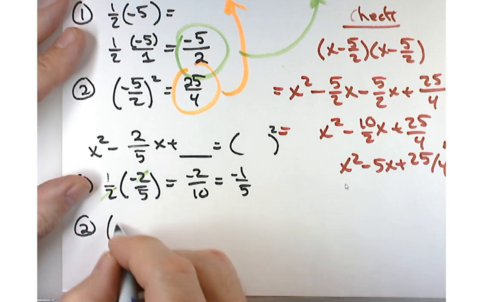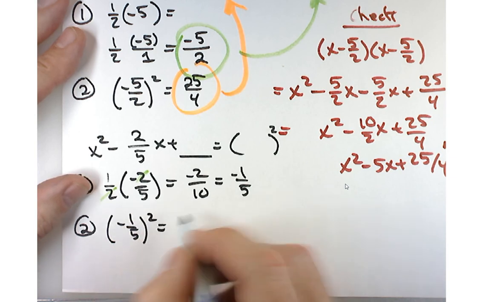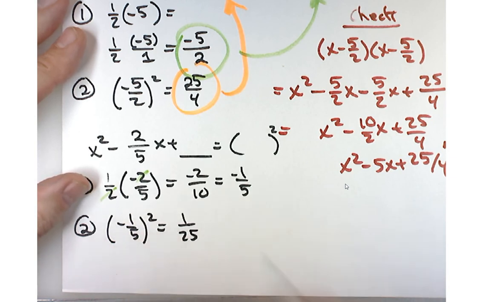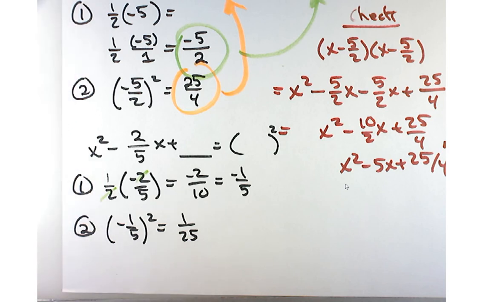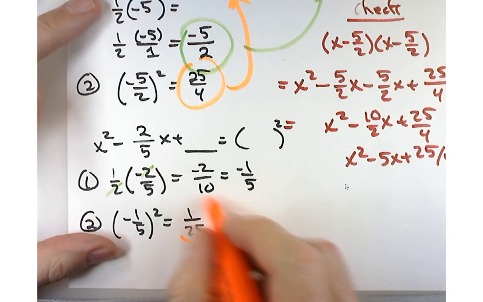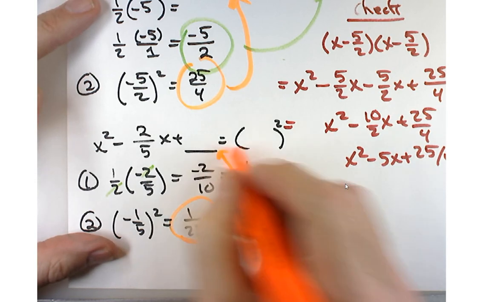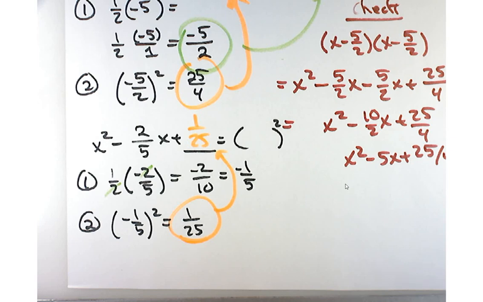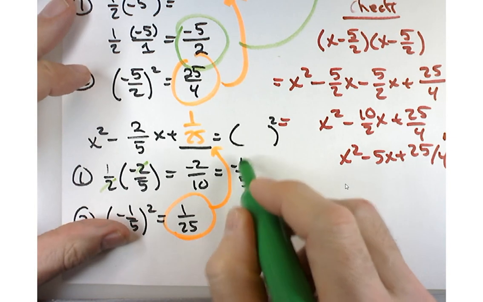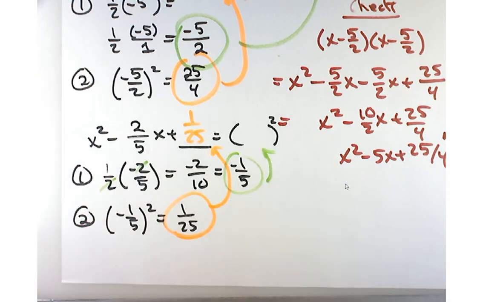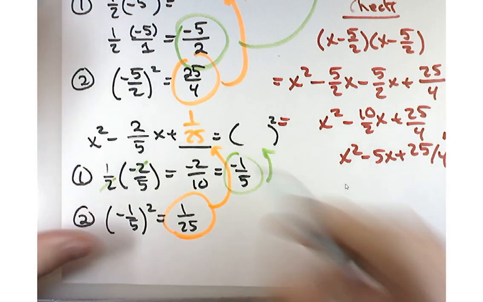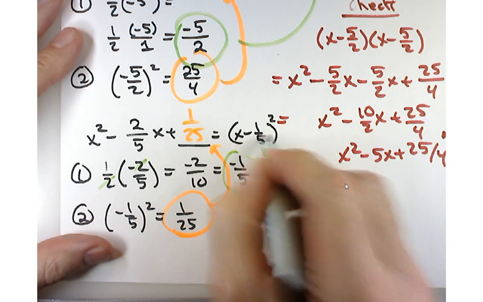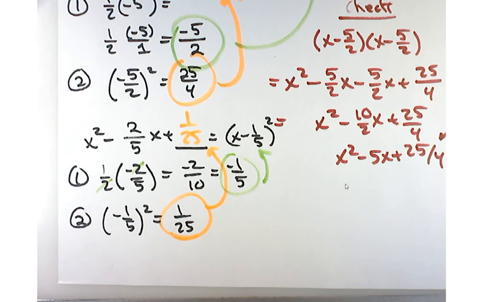So let's take our -1/5 and square it. That's going to be 1/25. The 1/25 goes where? To the C spot. So that's going to come up here, 1/25. And then, Hussein, what's this second term look like? X minus 1/5. Hey, that's it. Nice.